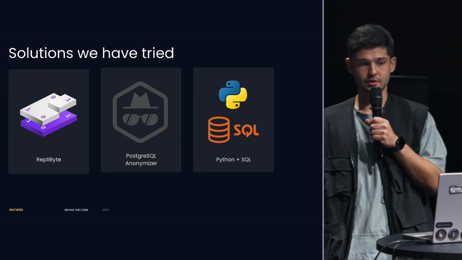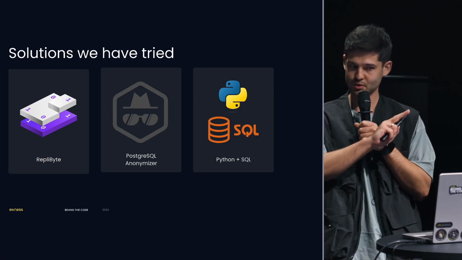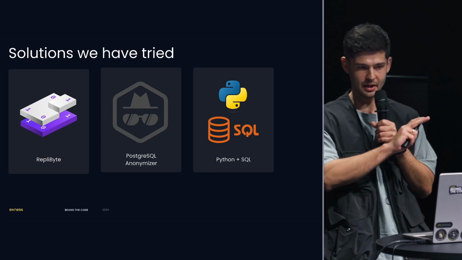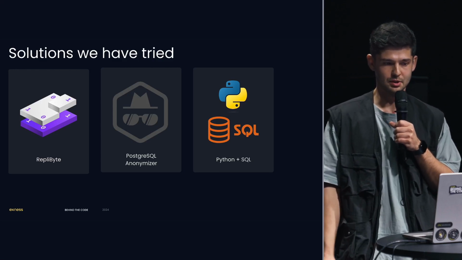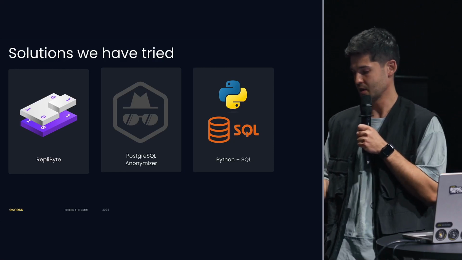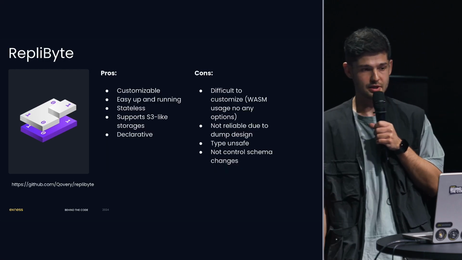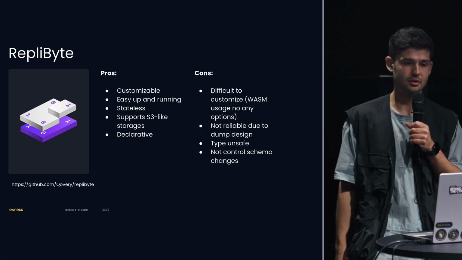About the solutions that I've tried, I have to make a kind of disclaimer. You can use any of these approaches, any of these software. They might be suitable, but this is my experience and I'm going to share it with you. So first is RepliByte. RepliByte is written in Rust. It's quite interesting. It is customizable. You can write your own transformers.